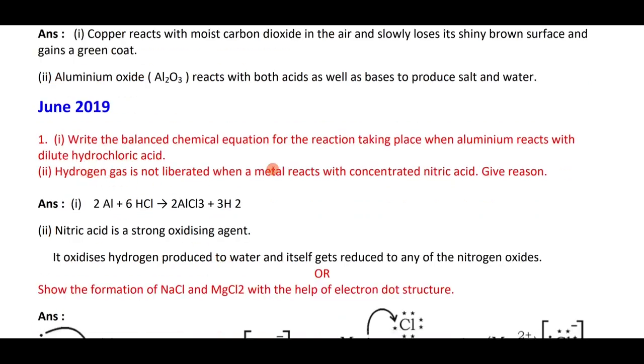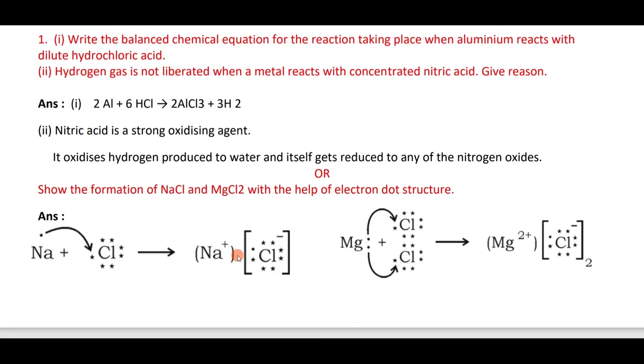Hydrogen gas is not liberated when a metal reacts with concentrated nitric acid because nitric acid is a strong oxidizing agent. It oxidizes the hydrogen produced to water, and itself gets reduced to any one of the oxides of nitrogen. Hence, hydrogen gas is not produced.